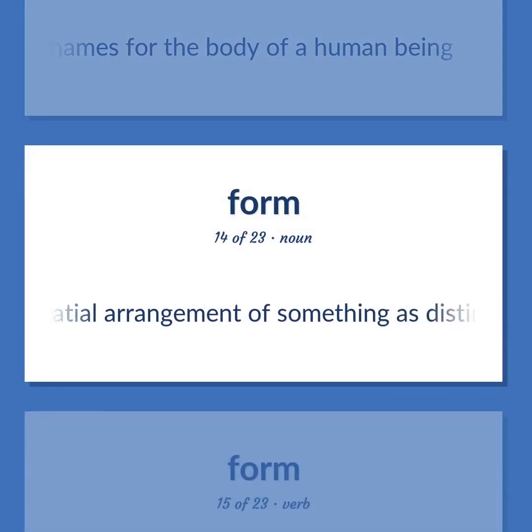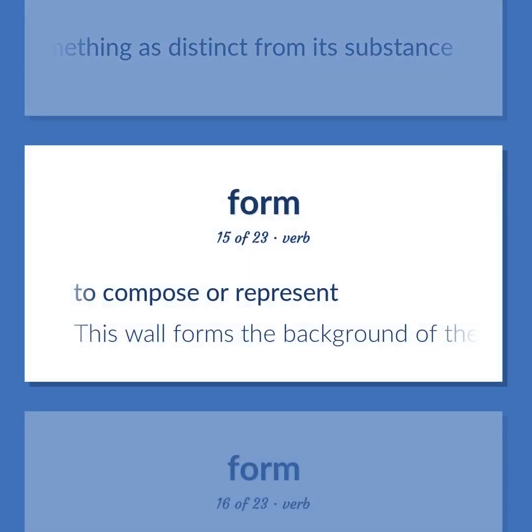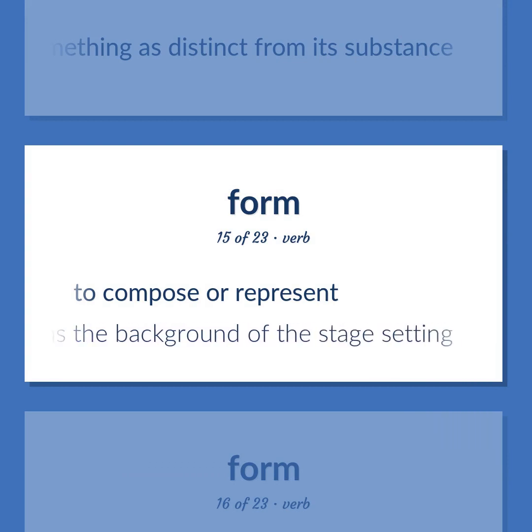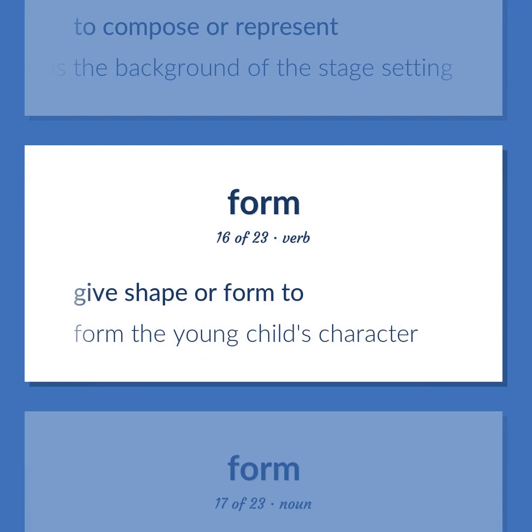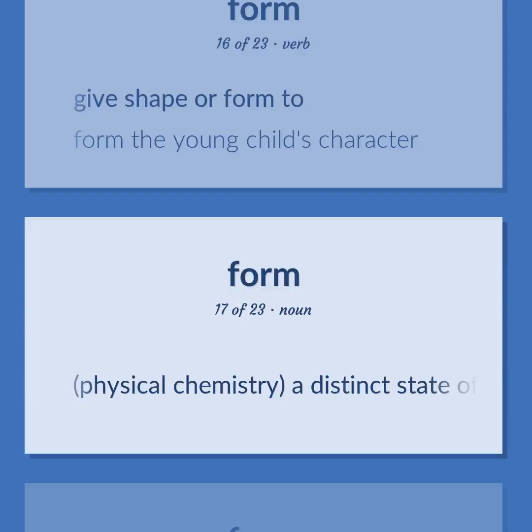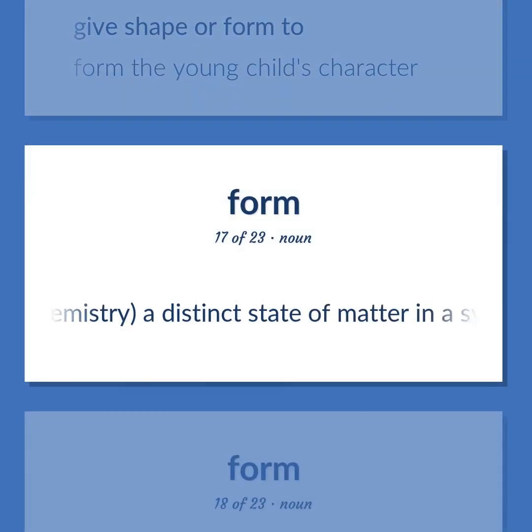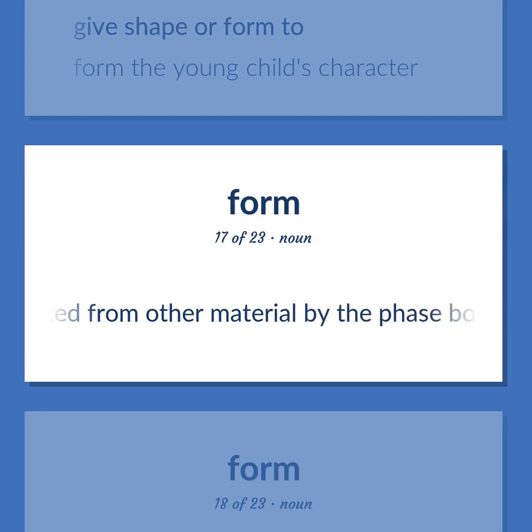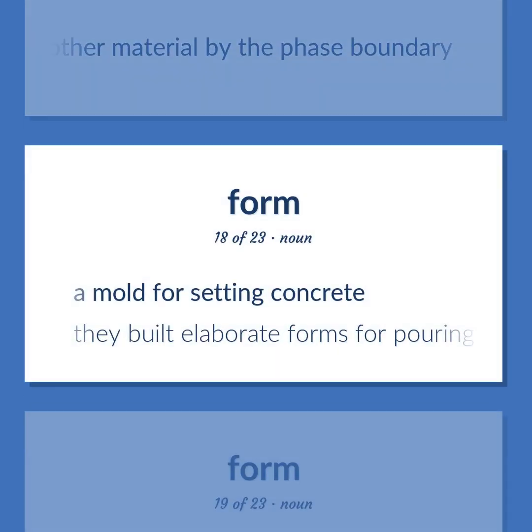The spatial arrangement of something is distinct from its substance. To compose or represent. This wall forms the background of the stage setting. Give shape or form to. Form the young child's character. Physical chemistry. A distinct state of matter in a system. Matter that is identical in chemical composition and physical state and separated from other material by the phase boundary. A mold for setting concrete. They built elaborate forms for pouring the foundation.